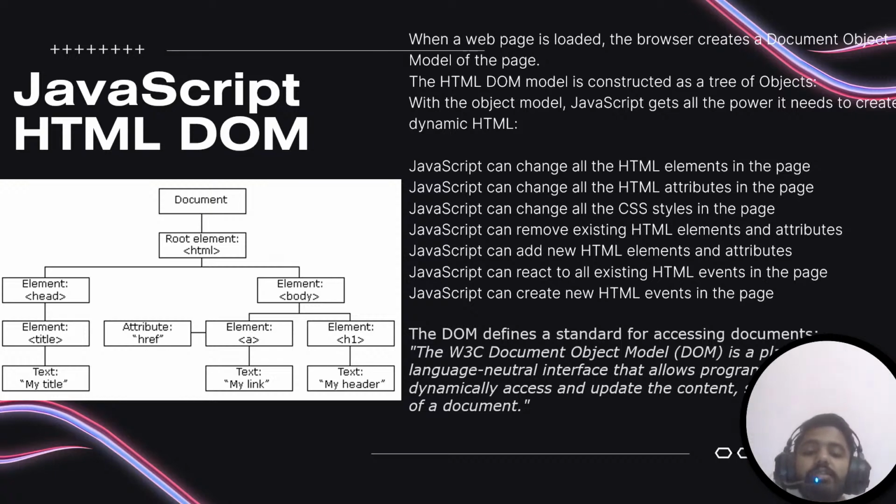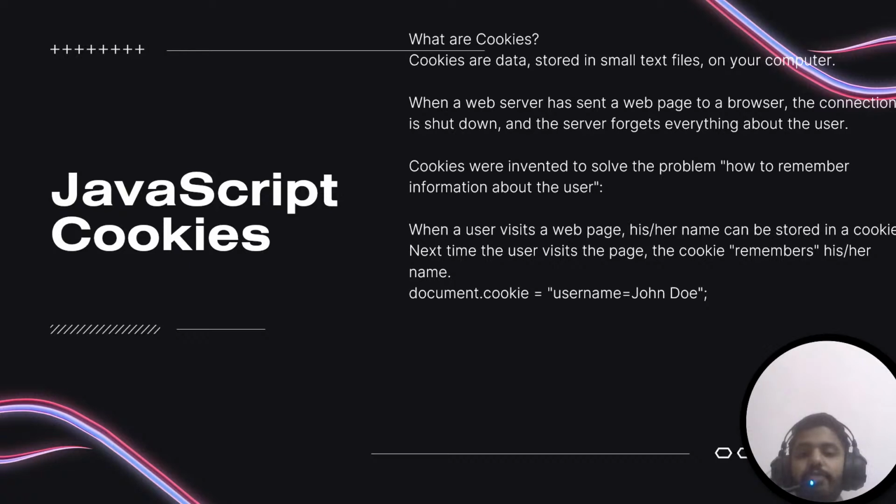The W3C Document Object Model is a platform and language neutral interface that allows programs and scripts to dynamically access and update the content, structure and style of a document, correct? So this is your DOM. You can explore this DOM and its various methods and objects.